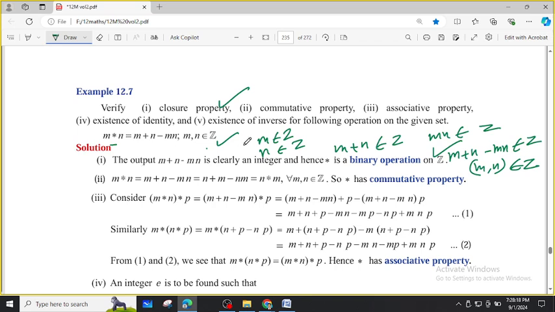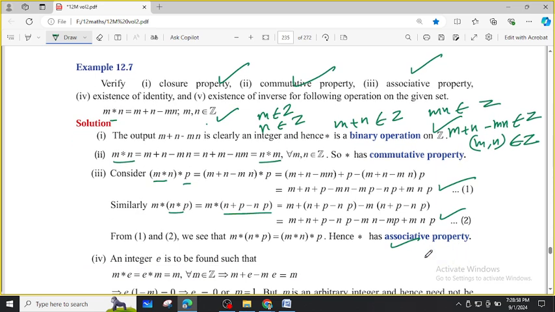Then talk about commutative. Yes sir, it is commutative. When you take m star n, that is m plus n minus mn, we can take n star m also the same, because in addition we can write m plus n or n plus m, and product mn or nm, everything is the same. So m star n equals n star m, therefore commutative is true. Associative is also true. We have to check three terms: first operate m and n, then with p, we get this answer. Then first n and p, apply, again with m. Compare these two answers: this operation is associative.